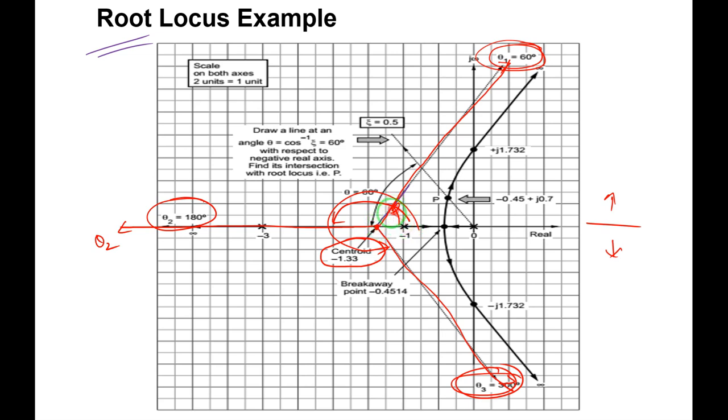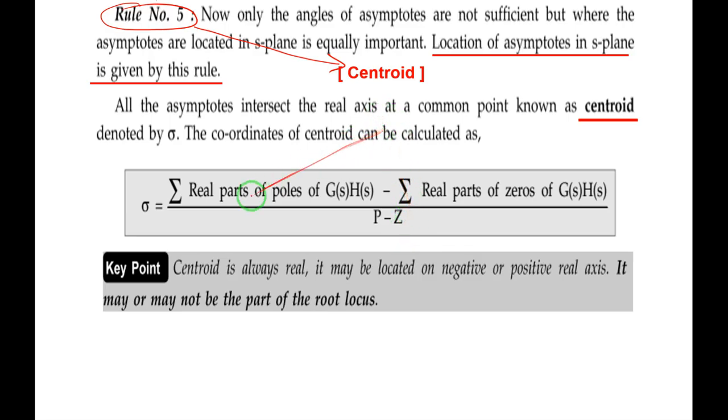Theta 1 is 60 degrees, theta 2 is 180 degrees, theta 3 is 300 degrees. From this point I will measure the angle. So the centroid gives the location of the asymptotes on the real axis. This is the real axis, right? Now, only the angles of asymptotes are not sufficient, but where the asymptotes should lie in the S-plane is equally important, and it is given by the centroid. The location of the asymptotes in the S-plane is given by this rule, which we call the centroid.